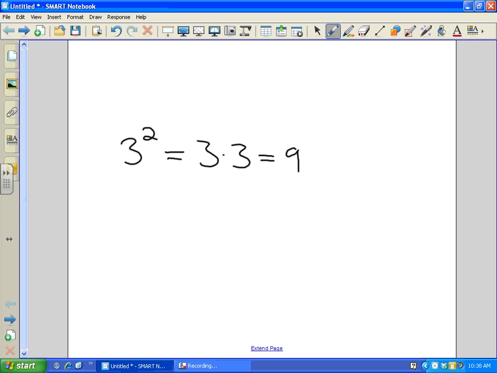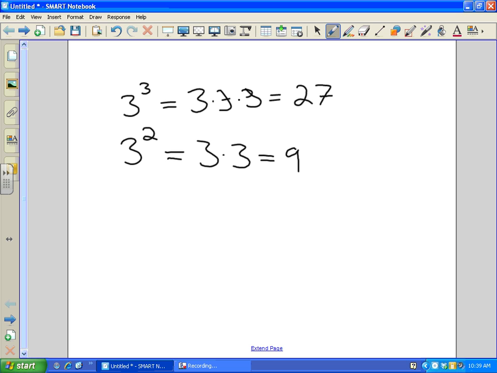Okay. Now we could extend this to 3 cubed, and if you didn't know, you could probably figure out that 3 cubed means 3 times 3 times 3. Got some lag in my video apparently. And so that equals 27. Okay, and you could keep going up. 3 to the 4th would be 3 times 3 times 3 times 3, and that would be 81.